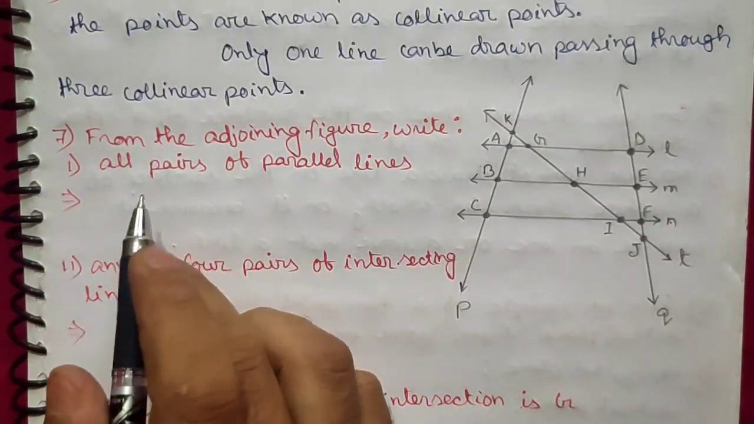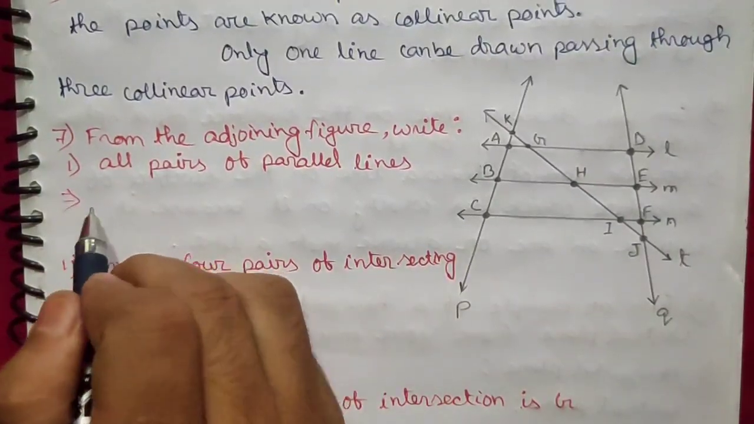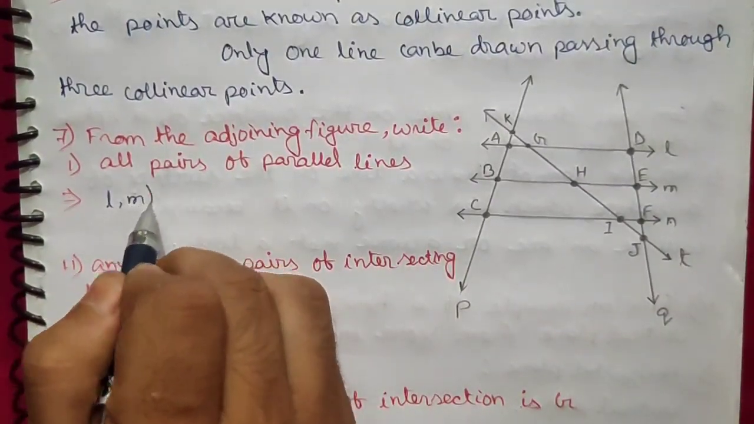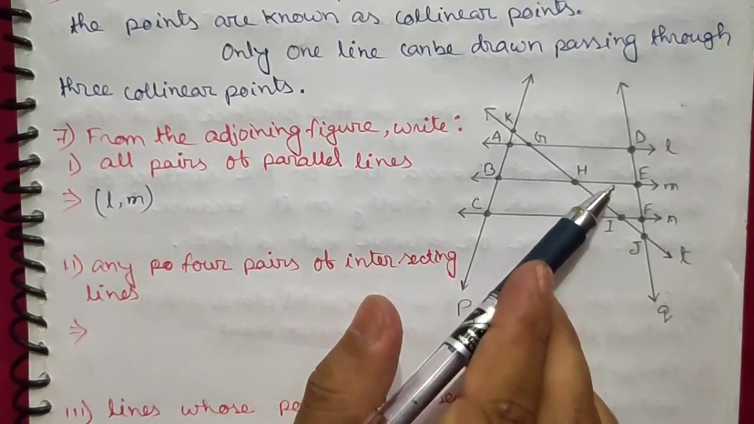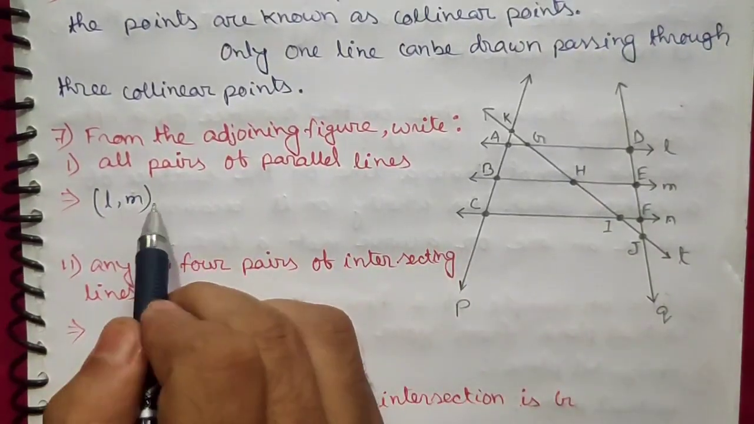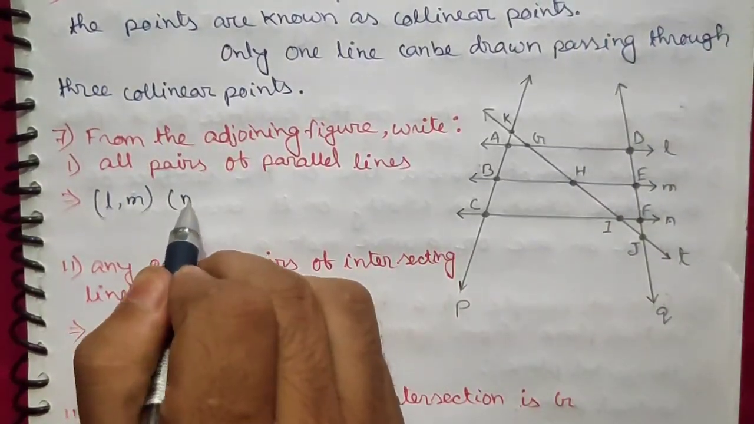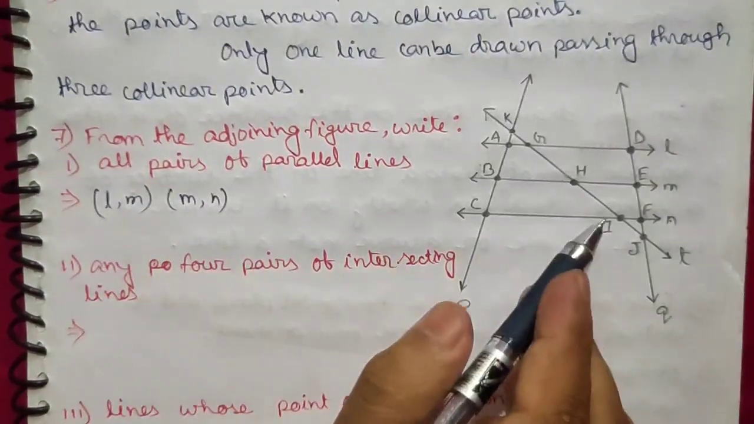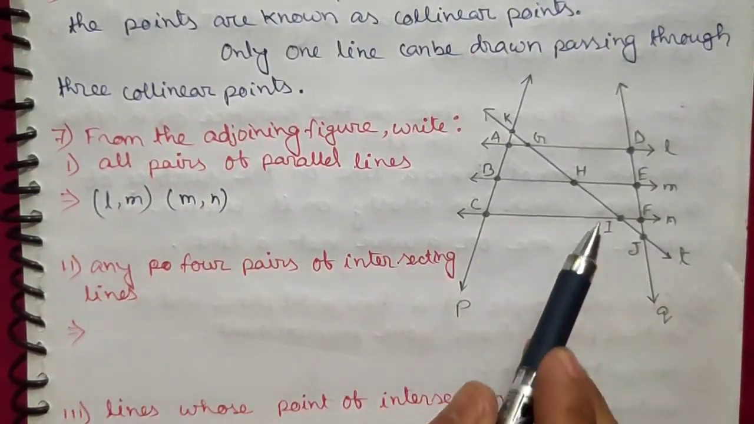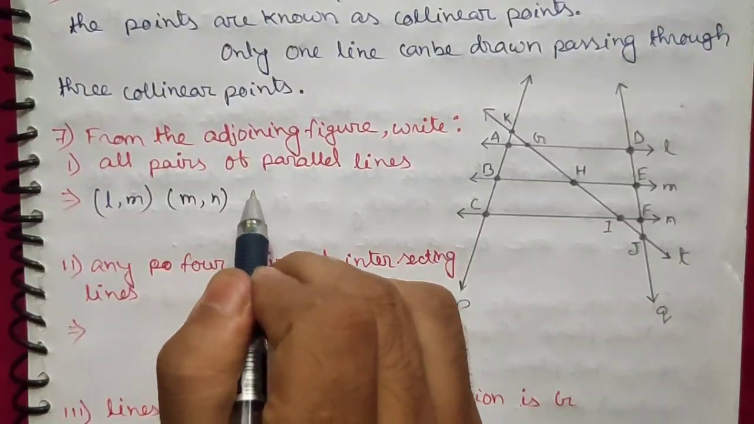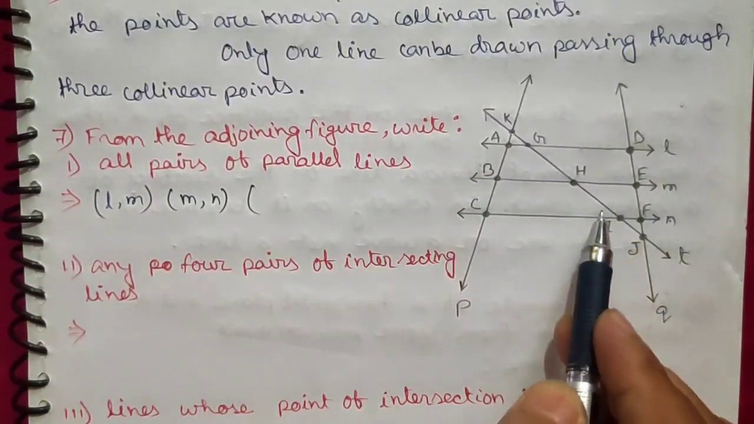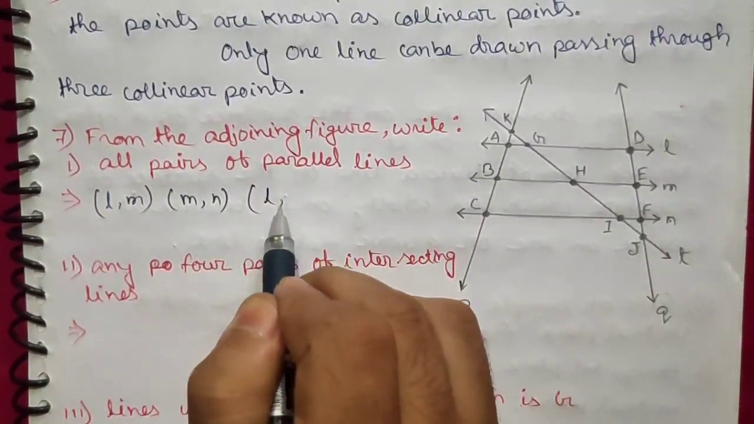So we can write L comma M, one pair of parallel lines. This line is L, this one is M. Next is M comma N, M, N are also parallel lines. Then next, L and N are also parallel lines. Look, these two lines will never intersect each other, L and N.